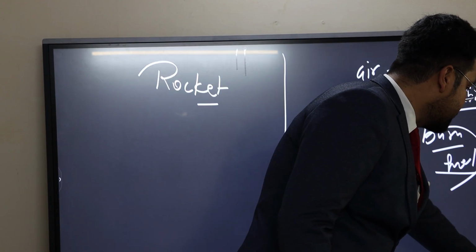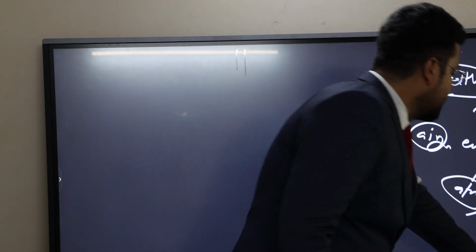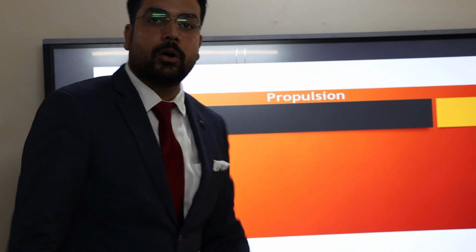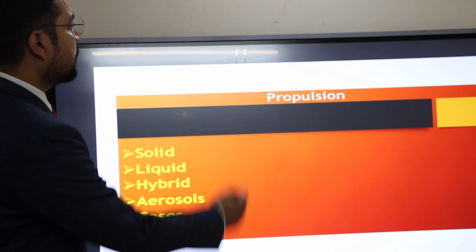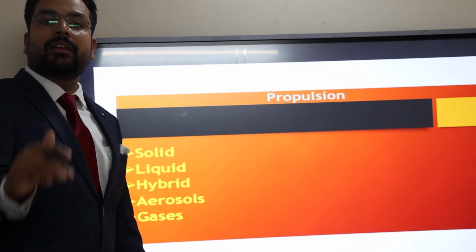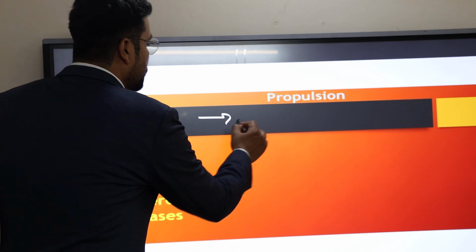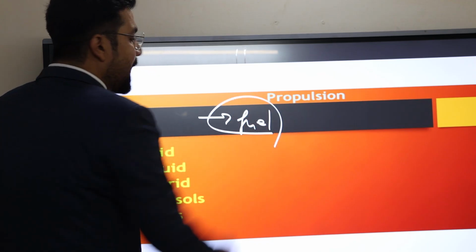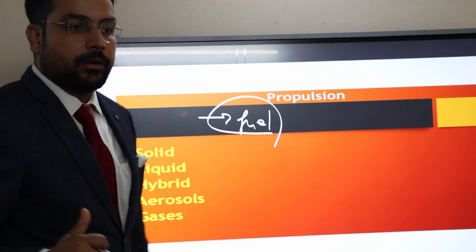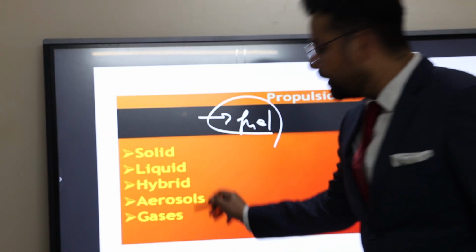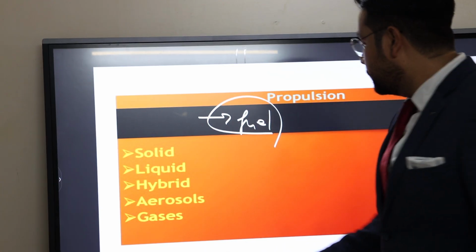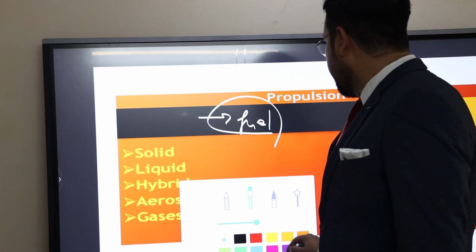Now here comes another chamber called the propulsion chamber. The propulsion chamber is the one where we are going to utilize fuel, and as per the need, fuel can be of the following categories.